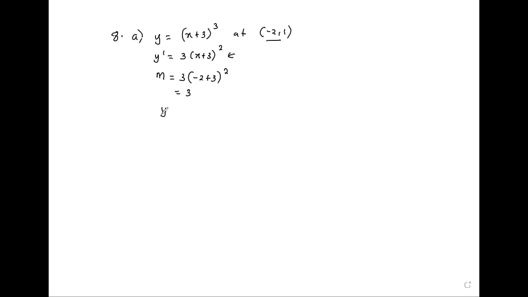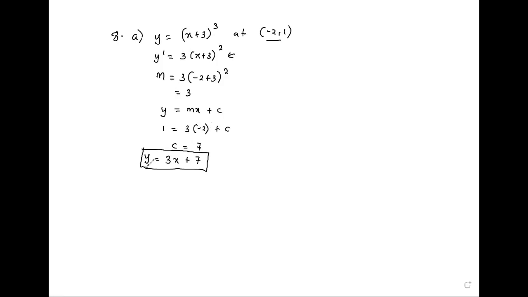So the tangent line is y equals mx plus c. y is 1, m is 3, x is -2, plus c. So we get c is equal to 1 plus 6, which is equal to 7. So we have y is equal to 3x plus 7. So this is the tangent line.